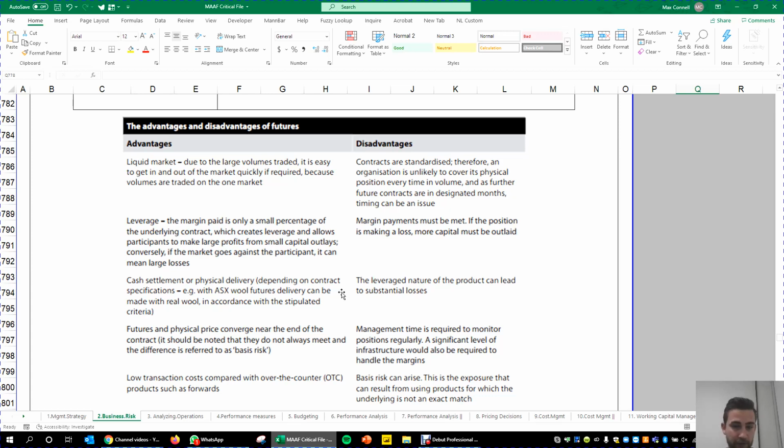Cash settlement or physical delivery. Depending on the contract specs, for example, ASX wool futures delivery can be made with real wool. So basically, let me just get back to the fundamentals of what a future is. It's basically an agreement that in future, one party has to deal either in cash or some sort of good. So for example, if you're a wool trader or a wheat trader or whatever, you're basically trading these agreements. So you have an obligation as a farmer to sell 1 million tons of wool in June 2020.